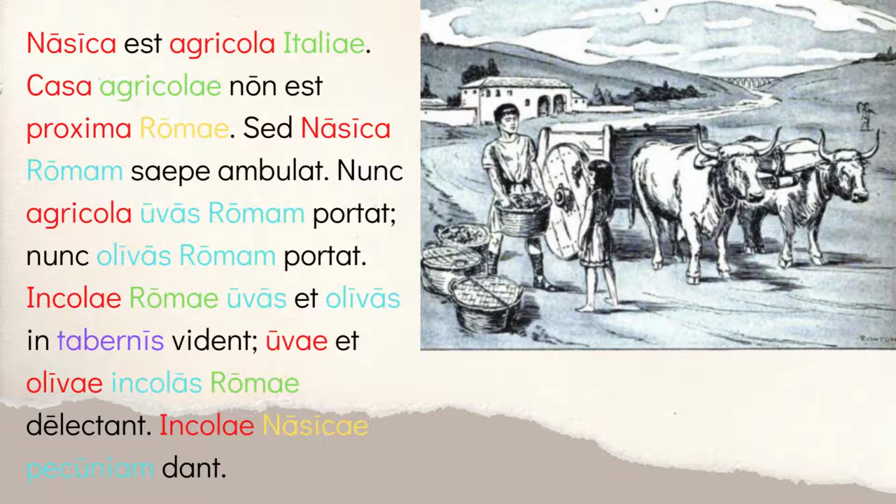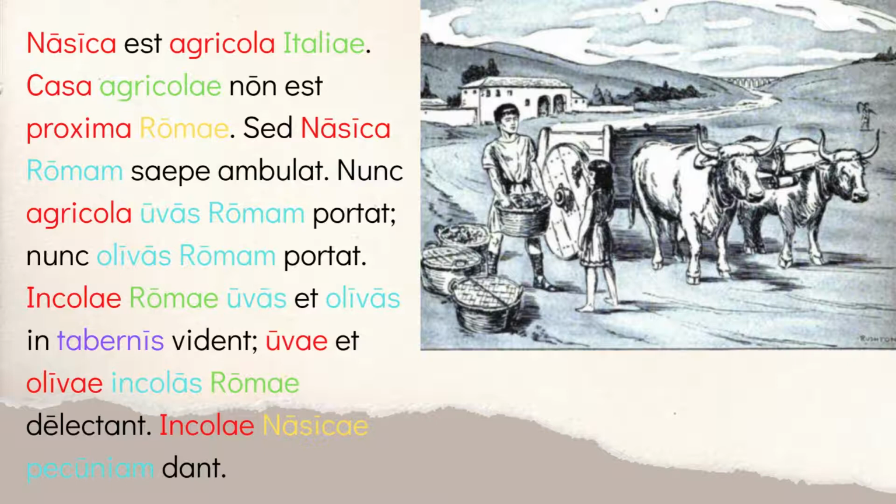If you're walking, you have that motion verb. It means you're going to be walking towards something. This is what we're talking about in this chapter, the idea of expressing motion or place without a preposition. Okay, so you're saying, but Nasica often walks to Rome.